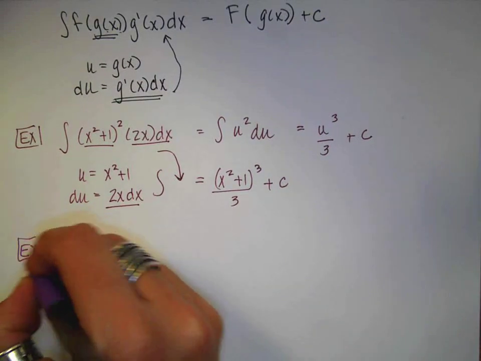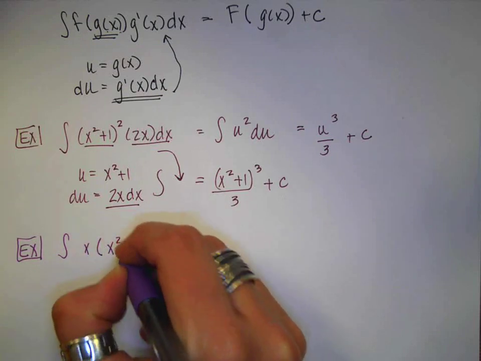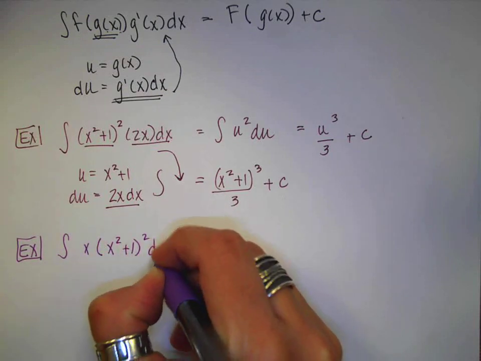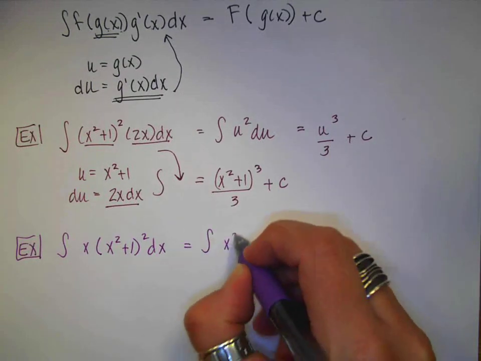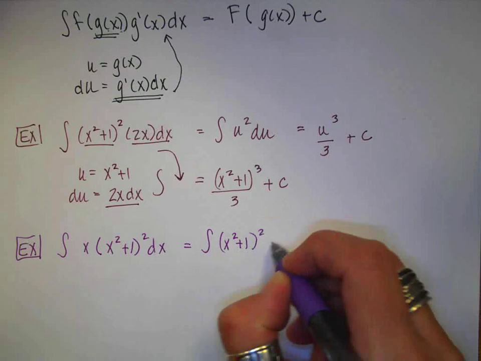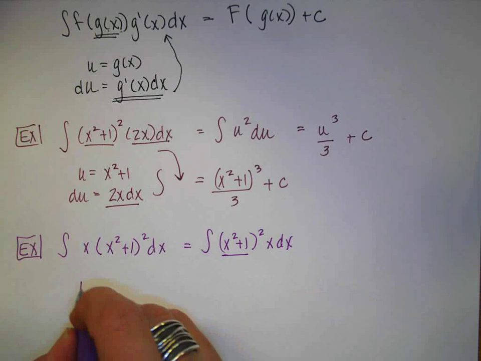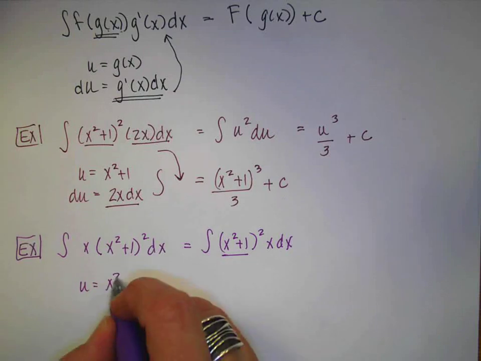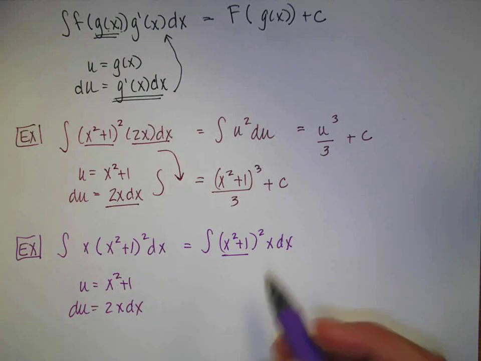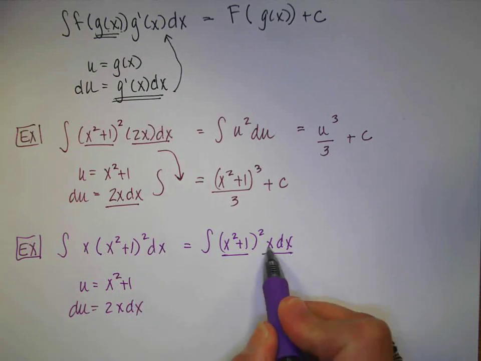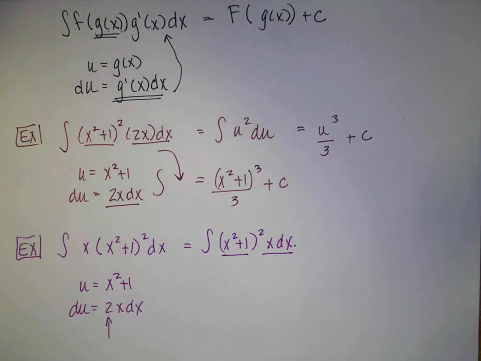Okay, so in my next example, I'm going to do the integral of x times x squared plus 1 quantity squared dx. If you wanted to, you could rearrange it and do x squared plus 1 quantity squared x dx. So I'm going to start again on the inside. So u is going to equal x squared plus 1. du is 2x dx. So if I look over here, I have the x dx, but I'm missing the 2.